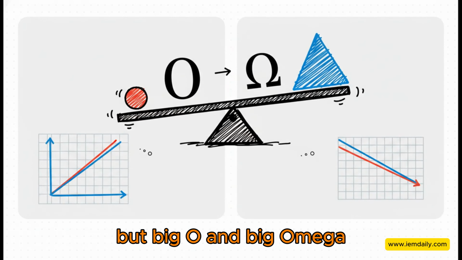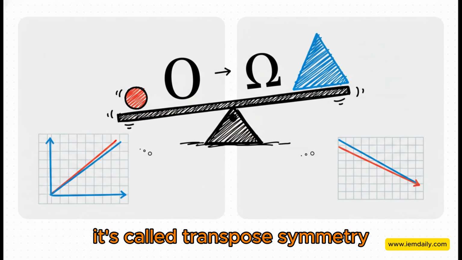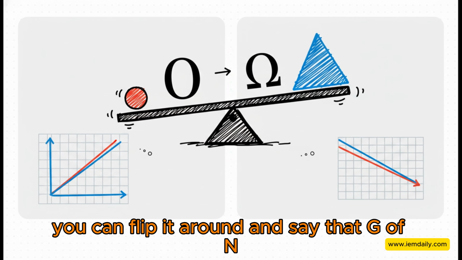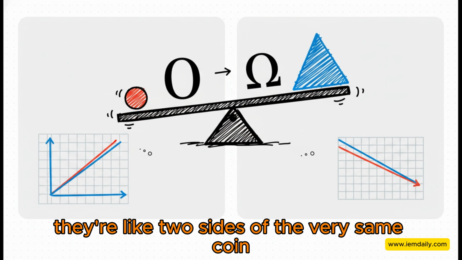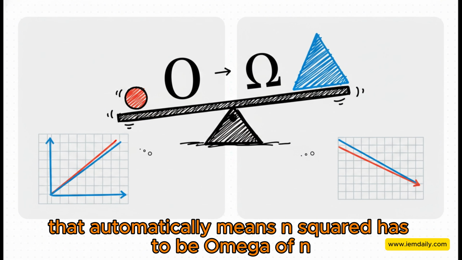But big O and big omega have their own fascinating relationship. It's called transpose symmetry. Here's how it works. If f of n is big O of g of n, you can flip it around and say that g of n must be big omega of f of n. They're like two sides of the very same coin. So, for instance, if n is O of n squared, that automatically means n squared has to be omega of n.